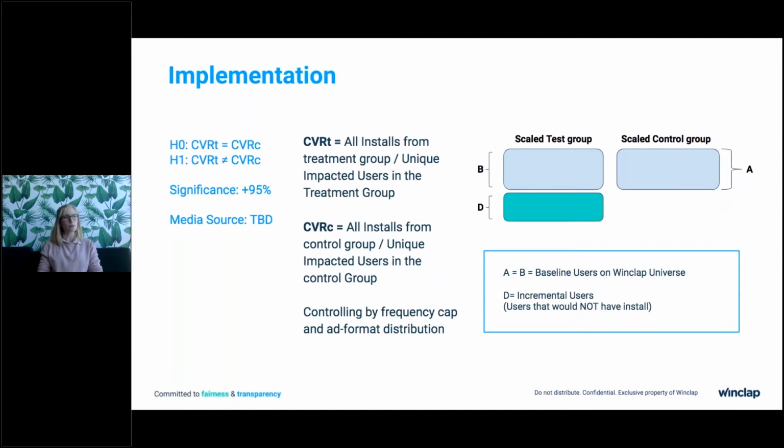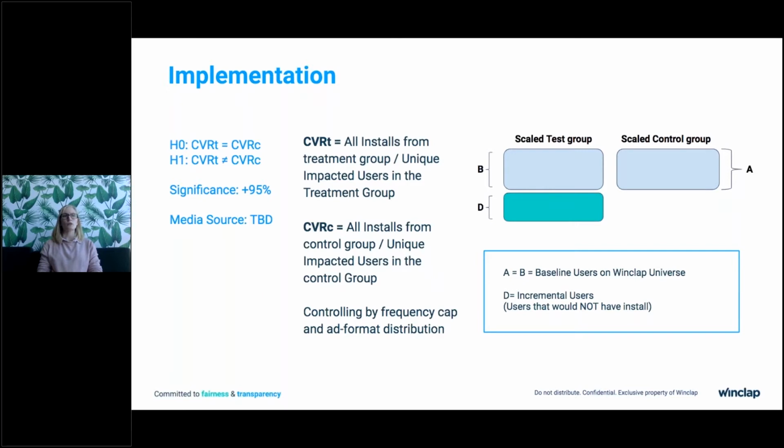And this number comes from the relationship between all the installs you have for the treatment group over the impacted users, the unique impacted users that you have also on that same treatment group, and the same number you have to calculate for the control group.